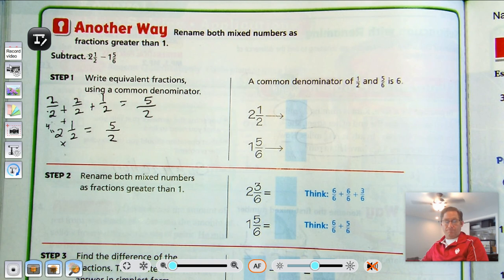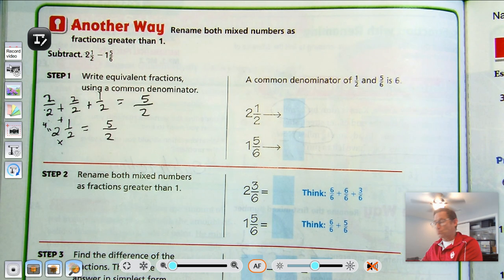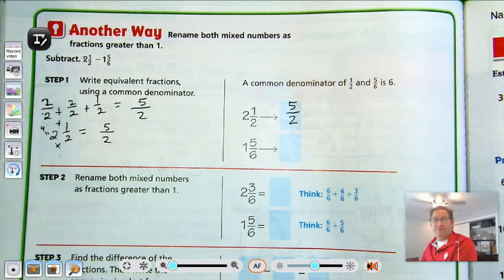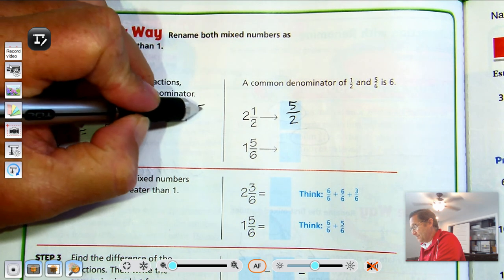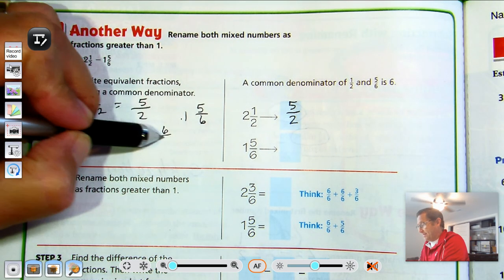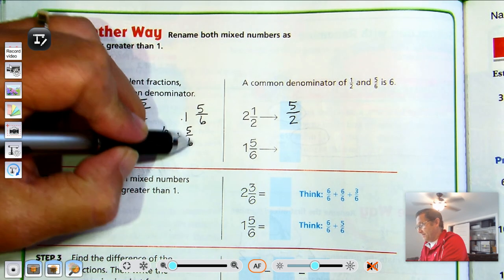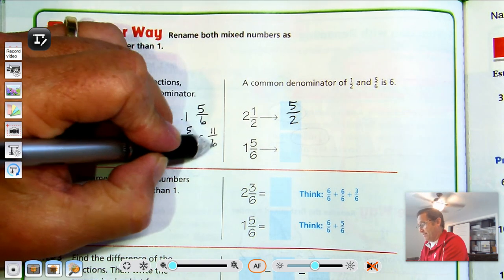So either way, we can turn those mixed numbers into fractions greater than 1. So 2 and 1/2 is equivalent to 5 halves. 1 and 5/6, basically, I can write the 1 as 6/6 plus the 5/6. And that's going to give me 11/6.